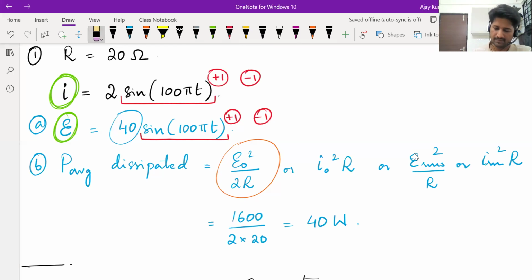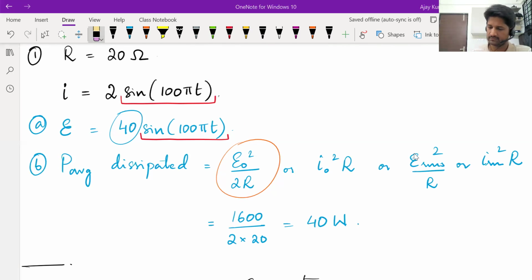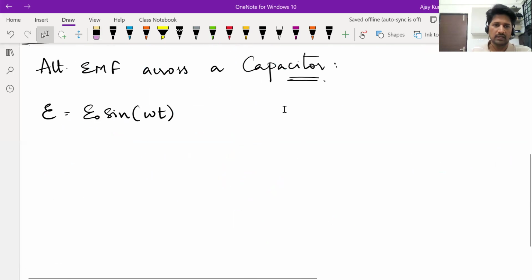Isha, is this clear? And Rishi also, did you understand? Yes, sir. Okay. So the voltage across a resistor and the current passing through it won't have any phase difference. Now let's see what happens when you apply this voltage across a capacitor.